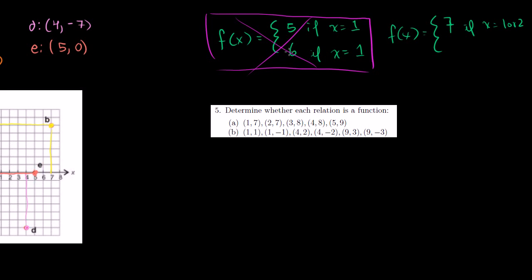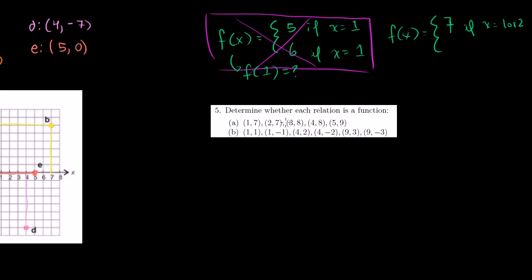But you can't have the same x value producing two different outputs. Because then you don't know, if you put in f of 1, what f of 1 is. Is it a 5? Is it a 6? You don't know. Here you know what f of 1 is. It's 7. Here you know what f of 2 is. It's 7. So far, so good.